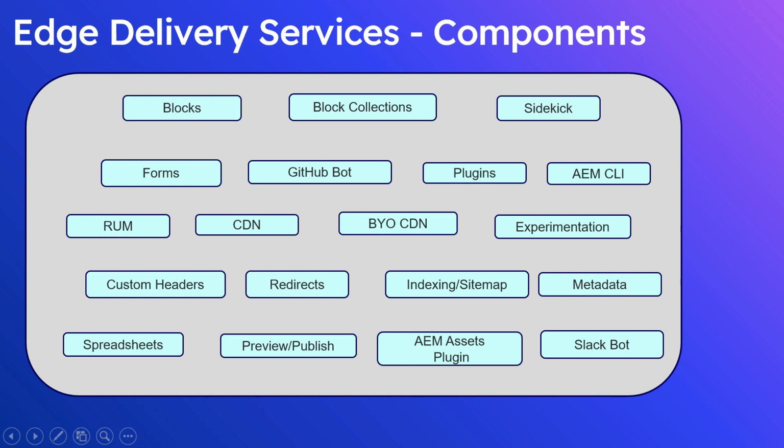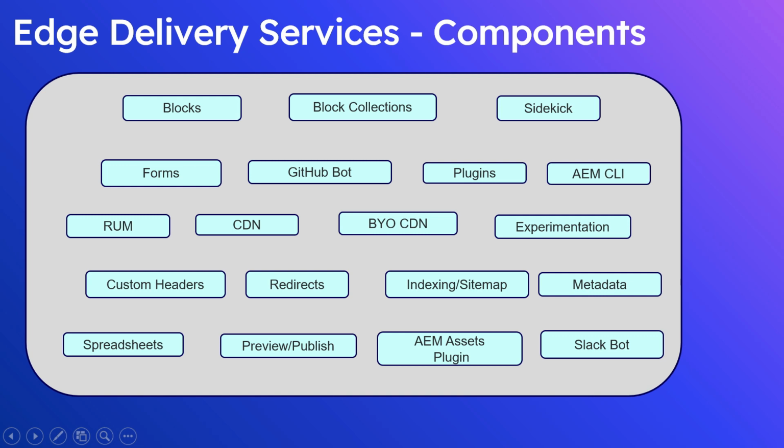AEM CLI. This allows the developers to test the EDS code changes in their local machine. This acts like a simulator and proxy, sends the content request to the EDS preview server and applies the JS and CSS from the local machine. RUM, Real User Monitoring Service, that checks how fast your site is for visitors in the real world. This gives you more accurate performance data than lab results like the Lighthouse score.